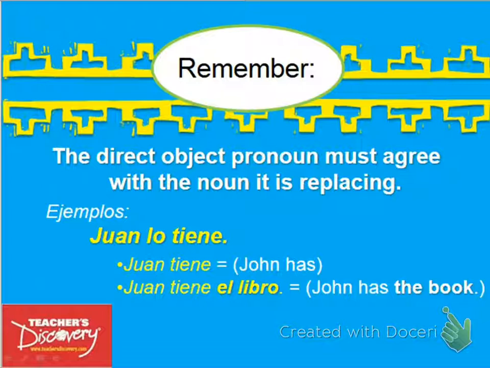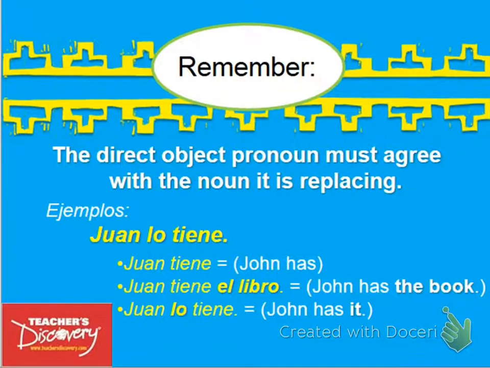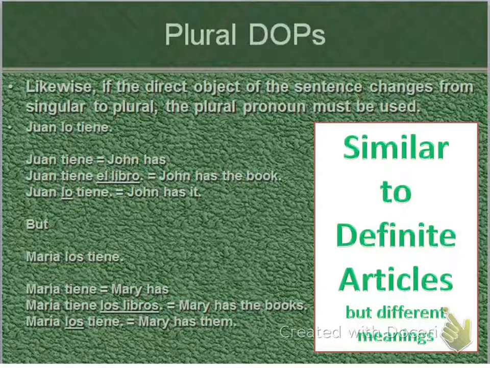Now working from the bottom up, Juan has the book. Who or what is being had? What's receiving the action? The book. So you take away the book and you replace it with lo, and then we have to figure out what to do with that direct object pronoun. You put it before the verb if it's one verb. Okay? So lo tiene would be he has it, referring to the book.